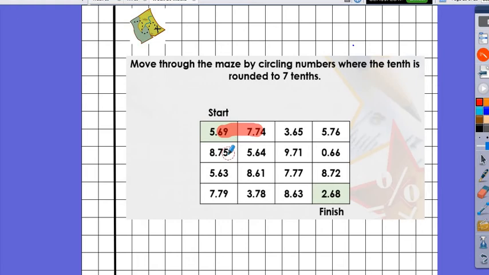But I've got 5 in the hundredths column. 5, that would go up. So if I was to round that, it'd go to 8.8. So I can't go that way. That way's blocked. Again, look at these two.